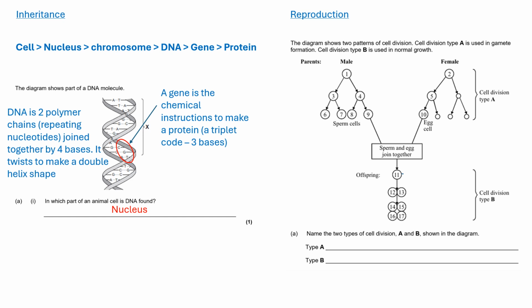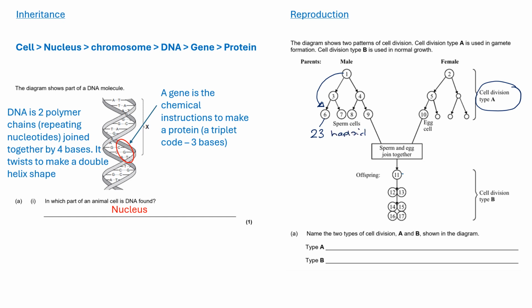Cell division type A is used in the gametes, so we know from the top of the diagram that this is meiosis. You can see as well from the diagram that we have one cell that then divides twice to produce 4 daughter cells, which will each have 23 chromosomes and are haploid.